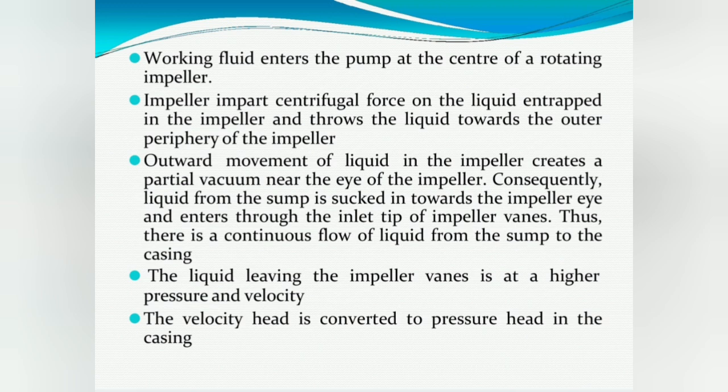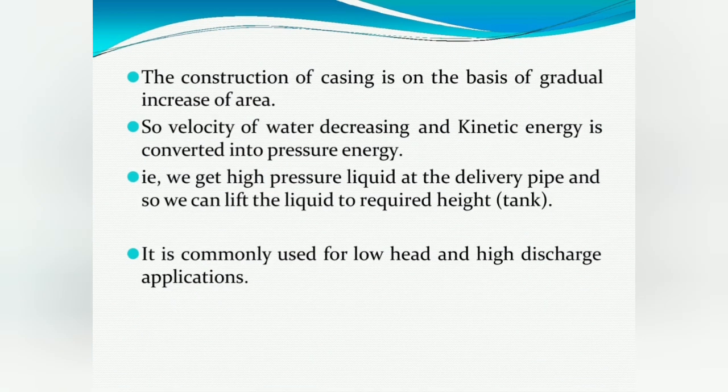The liquid leaving the impeller vane is at a higher pressure and velocity. The velocity head is converted to pressure head in the casing. The construction of casing is on the basis of gradual increase of area. So velocity of water decreases and kinetic energy is converted into pressure energy. We get high pressure at delivery pipe and so we can lift the liquid to required height for tank. It is commonly used for low head and high discharge applications.